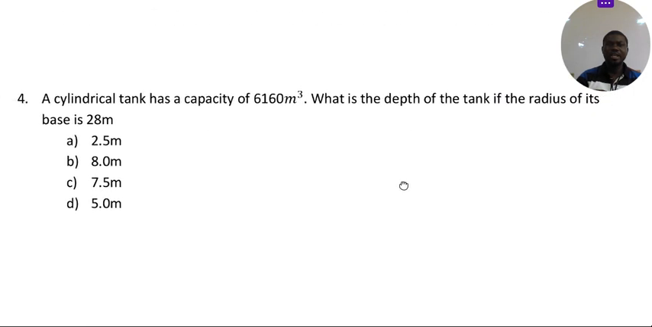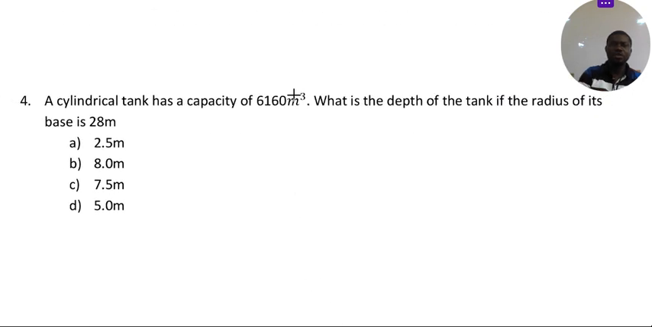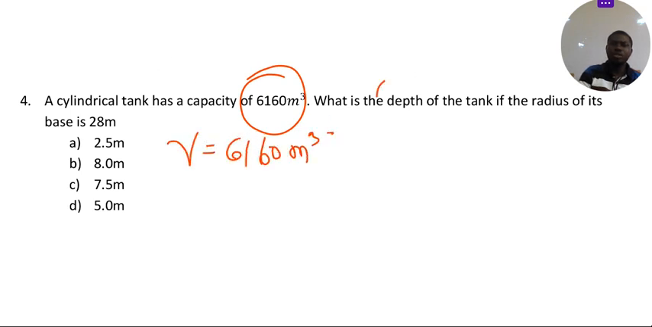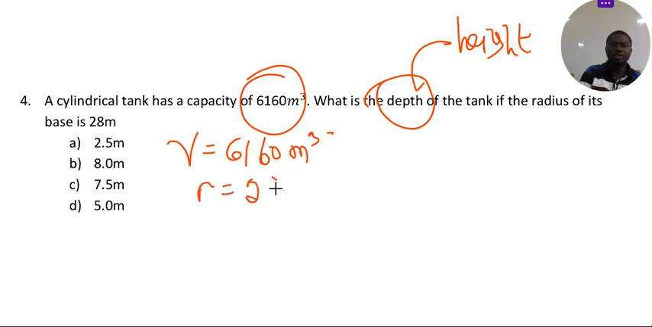A cylindrical tank has a capacity. Capacity simply means volume. So this is volume, 6160 meter cube. What is the depth? The word depth simply means height. If the radius is 28, so radius is 28 meters.